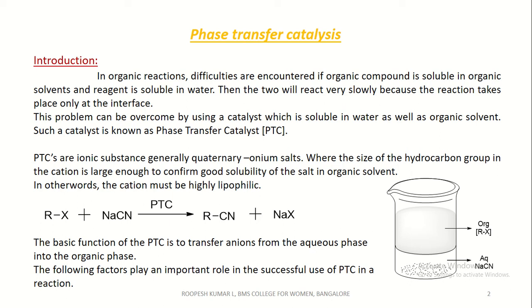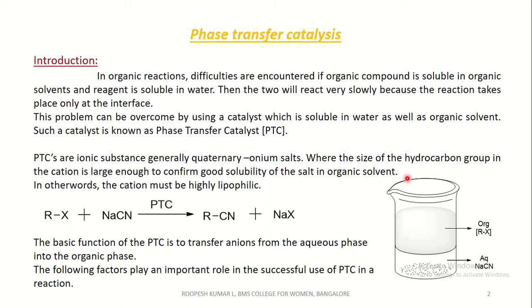Coming to the reaction, alkyl halides react with sodium cyanide in the presence of PTC to give alkyl cyanide plus a salt, which is sodium halide. That is, this reaction can be carried out in the presence of PTC, whereas without PTC this reaction doesn't proceed, that is, RCN, alkyl cyanide, doesn't form. Why? Because the alkyl halide is soluble only in the organic solvent, whereas sodium cyanide is an ionic compound which is soluble in water but doesn't dissolve in organic solvent. Hence PTC is required to transfer the cyano group to the organic layer.